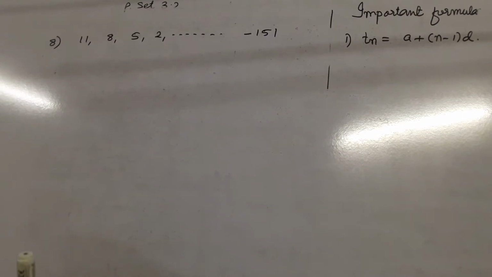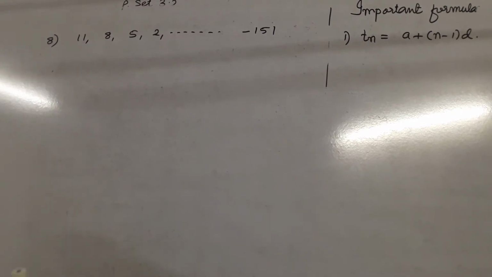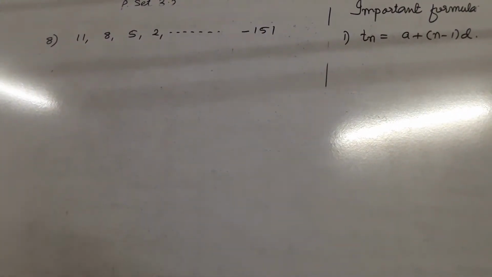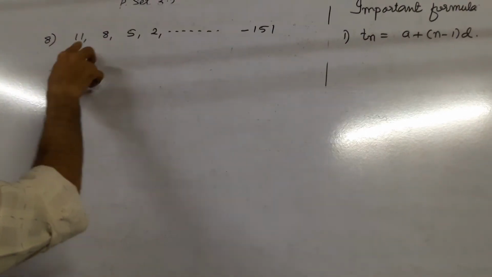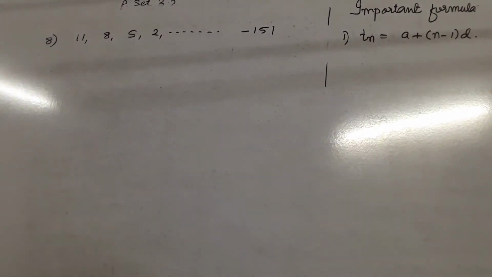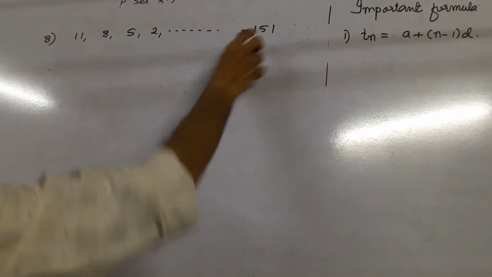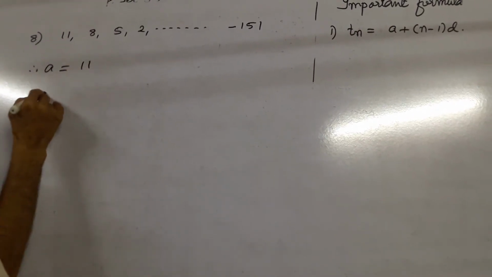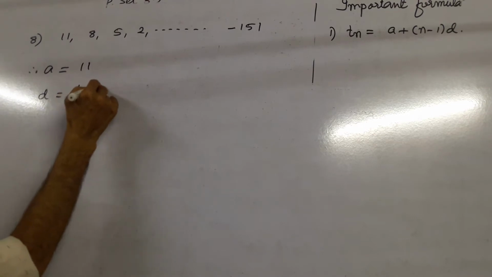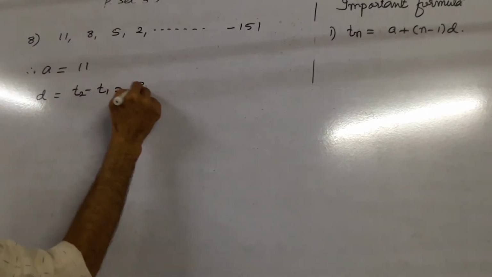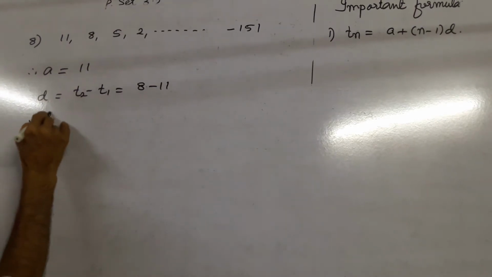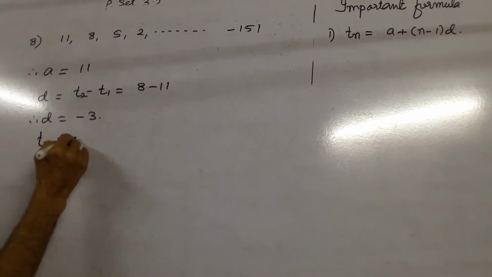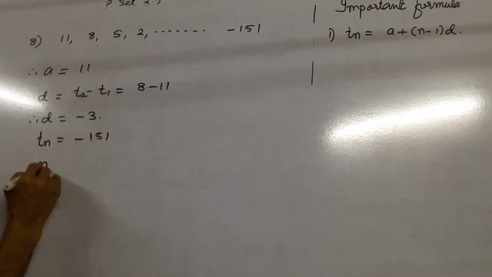Now once again, in the 8th one they have given the sequence 11, 8, 5, 2, up to minus 151. We know the numbers are decreasing, and therefore the common difference is negative, and that's why the last number has become negative. So let's as usual write a is equal to 11, and d is equal to t2 minus t1, and that is equal to 8 minus 11, and therefore the difference is minus 3. Achha, the last number is given, tn, suppose is given as minus 151, and we have to find n equal to what?